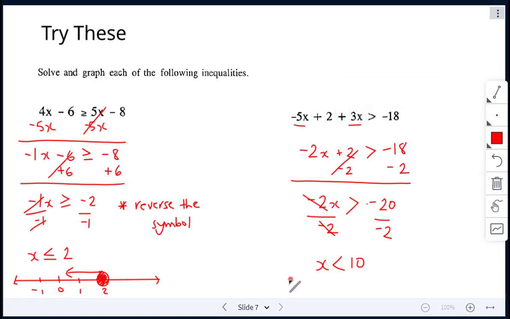is our number line. I'll just draw it up here. All right, so make sure we have our 10 showing, and I'll just show some more like this. Okay, and it is not including the 10, so we have our open dot, and it's less than 10, so we are pointing our arrow to the left.